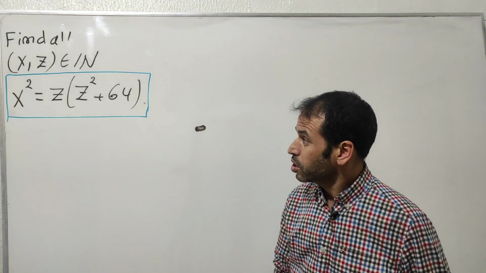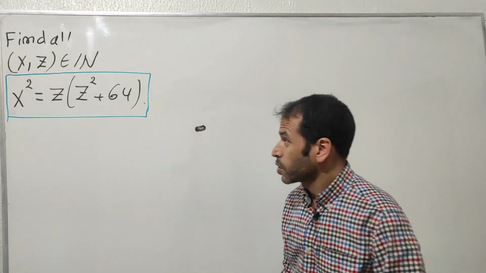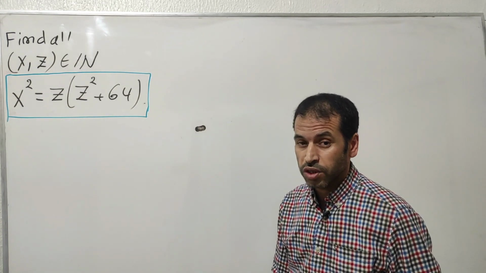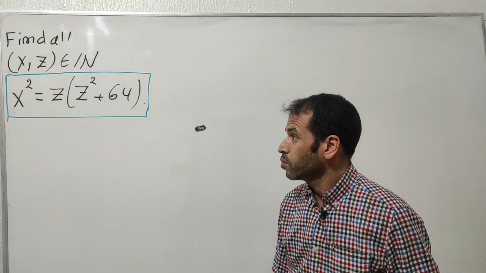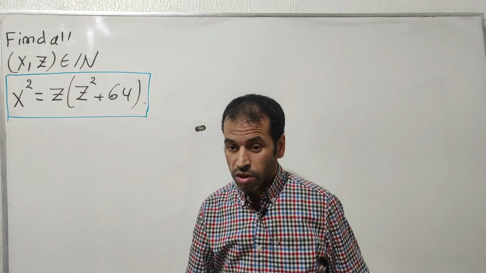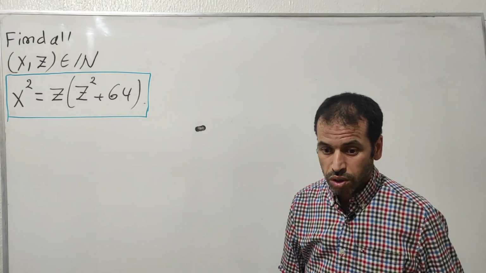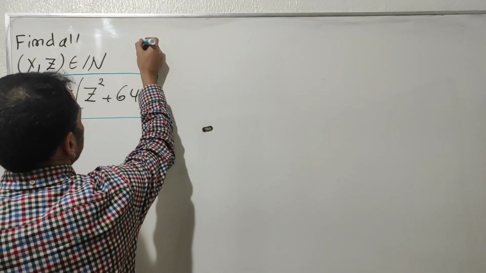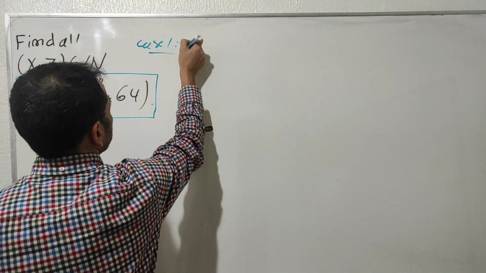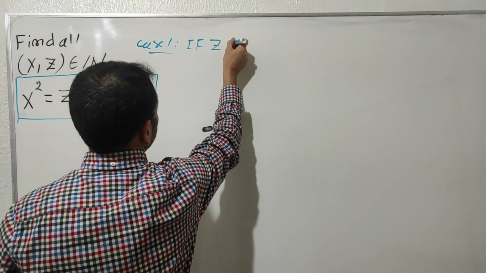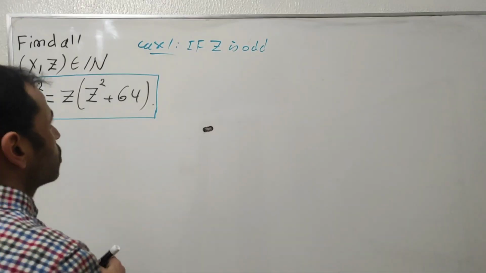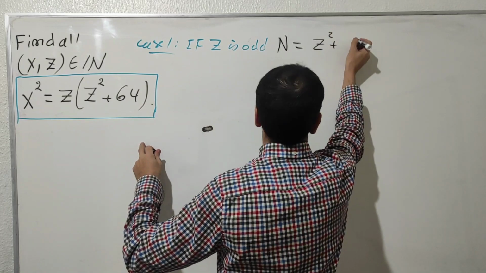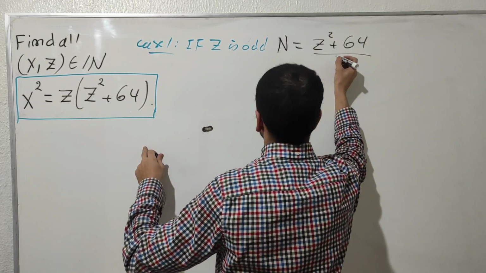Now let's take a look at this one to see what it gives us. I'm going to take two different cases. We are going to assume z is odd, and also z is even. Now let's take these two cases. Case number one: if z is odd, let's set x squared equals z squared plus 64, all over z.